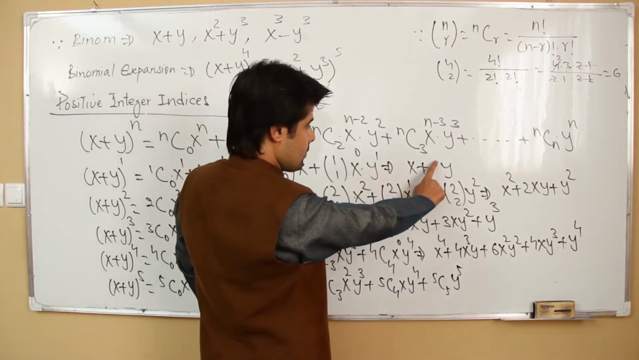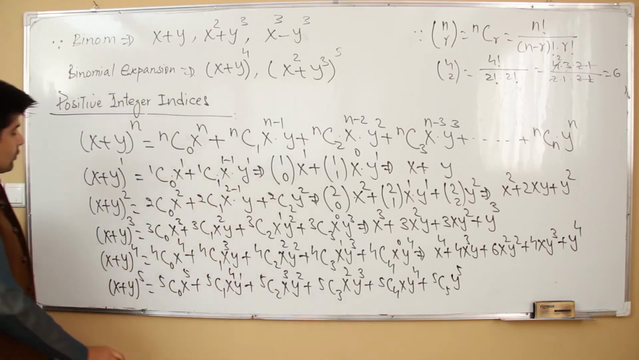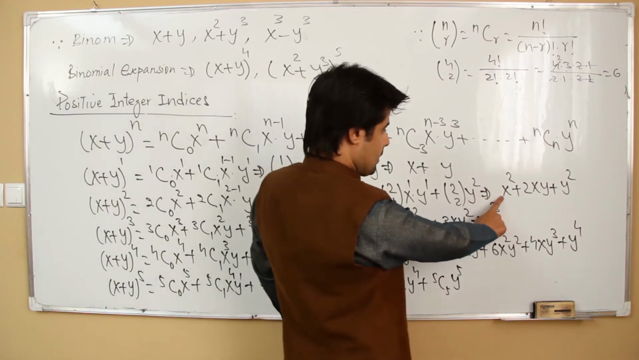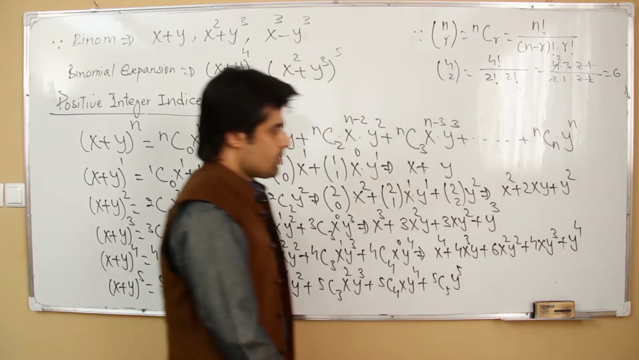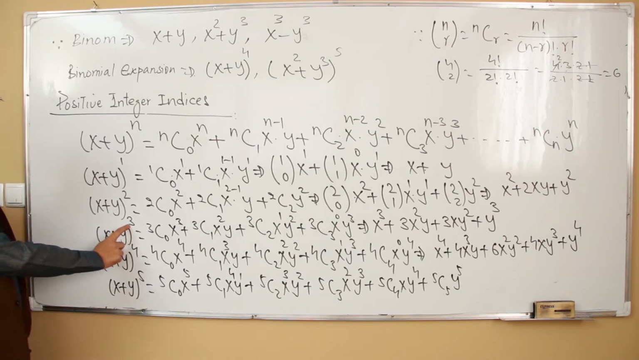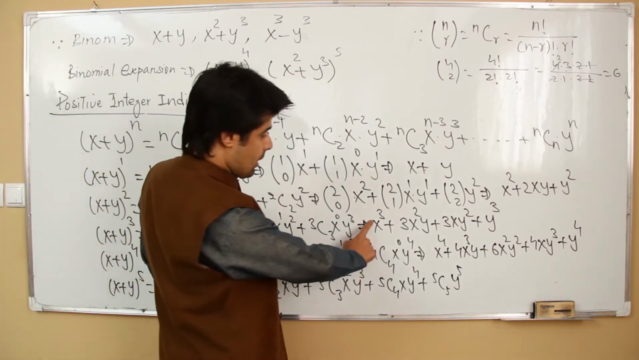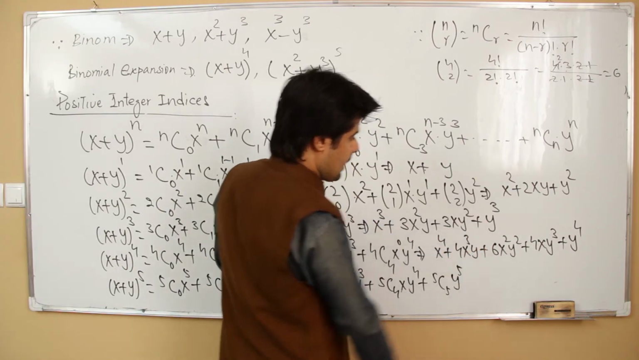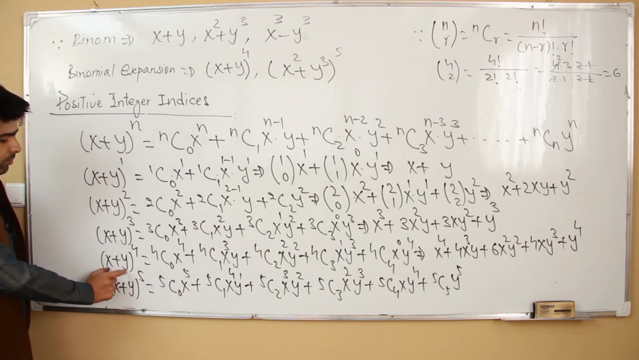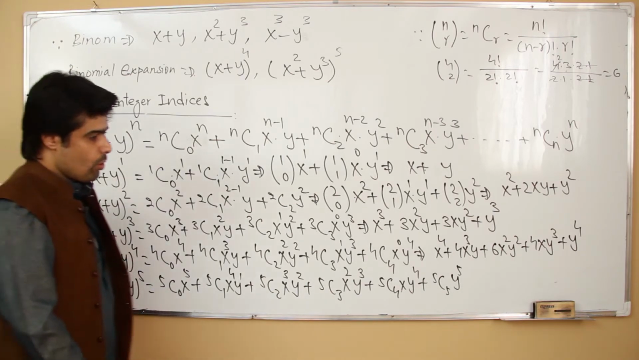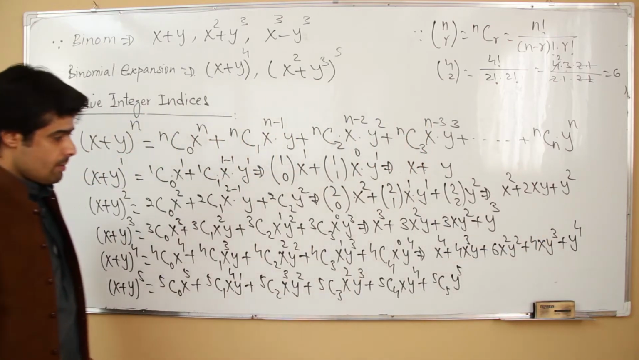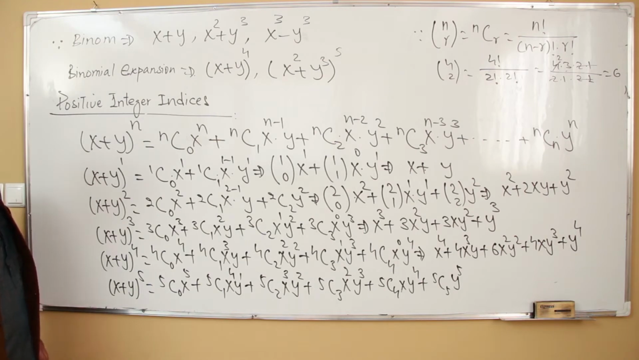the first coefficient is 1 and the second one is also 1. If you find the coefficient of x plus y raised to the power 2, the first coefficient is 1, the second is 2, and the last one is 1. X plus y raised to the power 3, the first coefficient is 1, second 3, the third term is 3, and the last term is 1. If you find x plus y raised to the power 4, the coefficients are 1, 4, 6, 4, 1. But simply, we can find the coefficients according to Pascal's triangle.